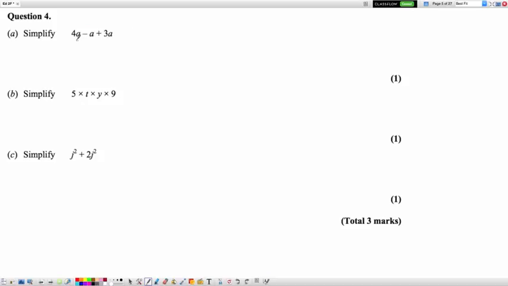Simplify. Here we have 4a subtract 1a is 3a. Add 3a is equal to 6a.